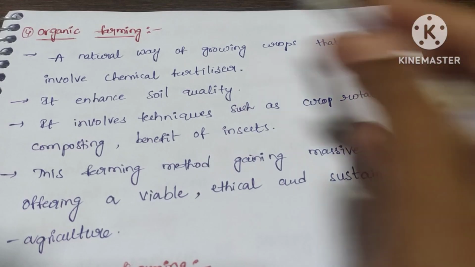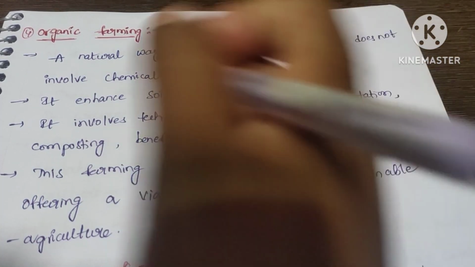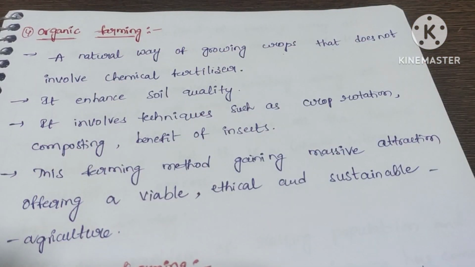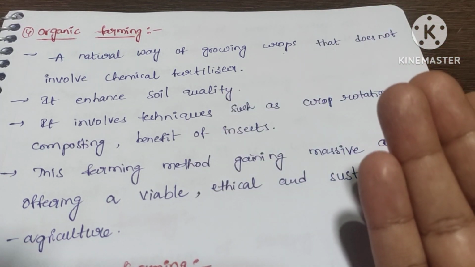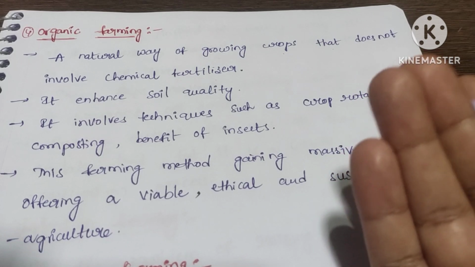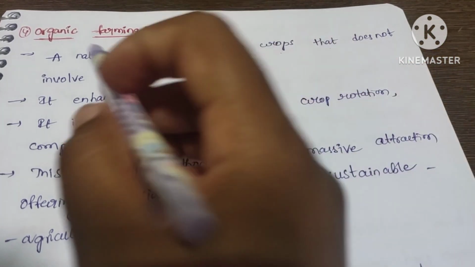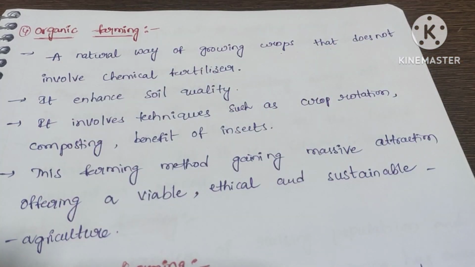And another farming is organic farming. Organic farming is a natural way of growing crops that does not involve chemical fertilizers. Organic farming means natural way. Natural way means without using any pesticides or chemical fertilizers, we can go cropping. This is the organic farming.